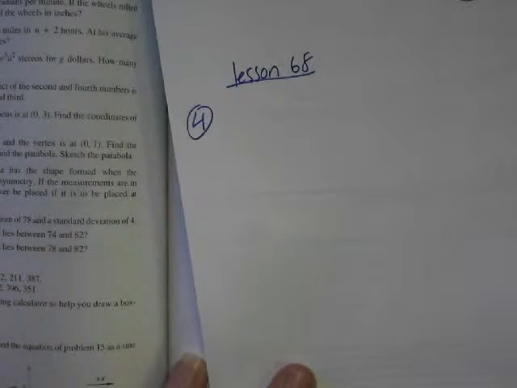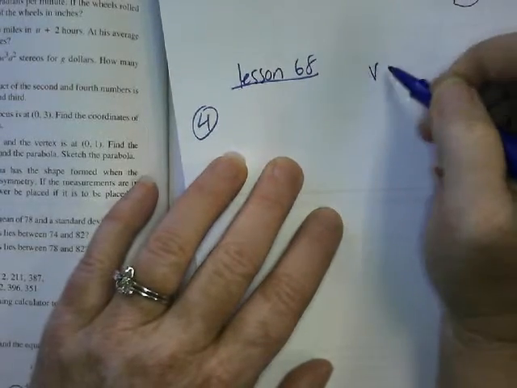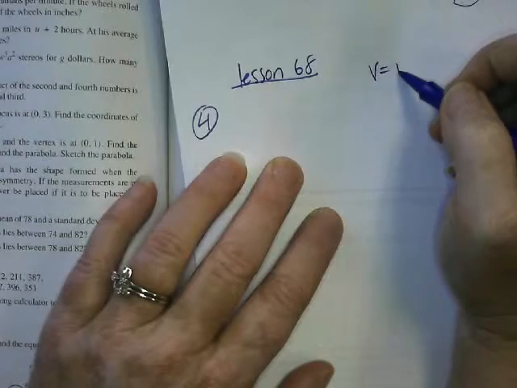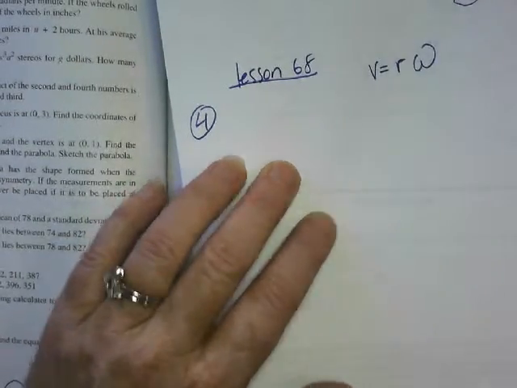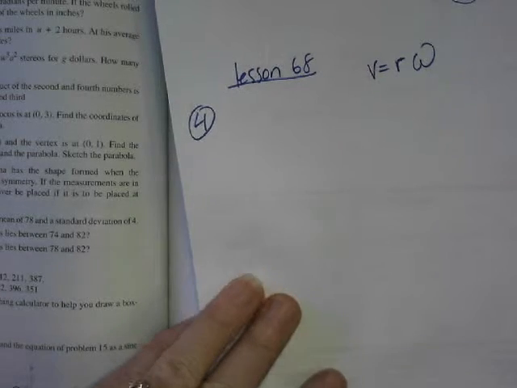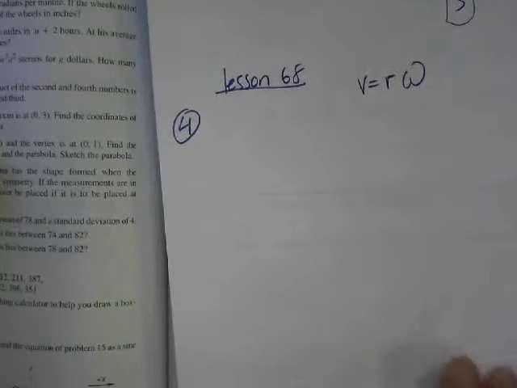Okay, this is lesson 68, number 4. It's an angular velocity question, and I know that I've had this formula for a while. Linear velocity equals radius times angular velocity, which is in radians per unit time. So it's going to ask me, well, I don't know, let's read it.